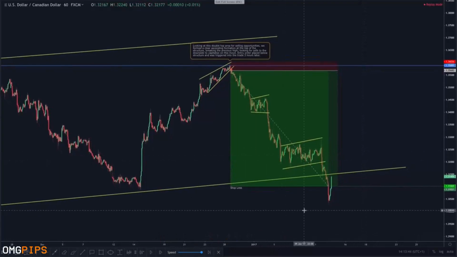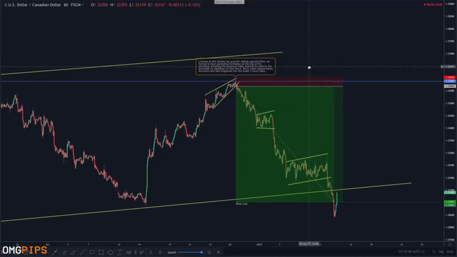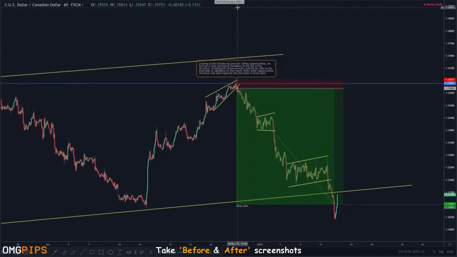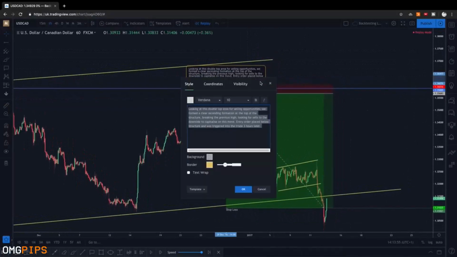So I've been taken out of this trade now for 13.2. What I'm now going to do is take another screenshot, just so that I can see exactly how I managed this. So just going to add a little bit of information to this.